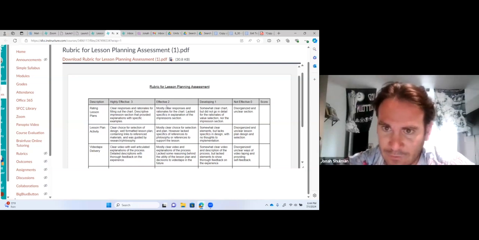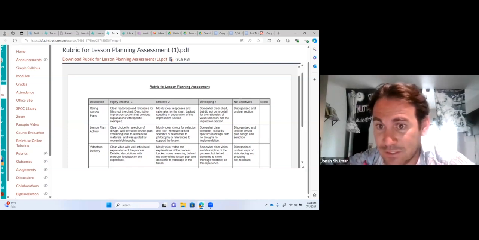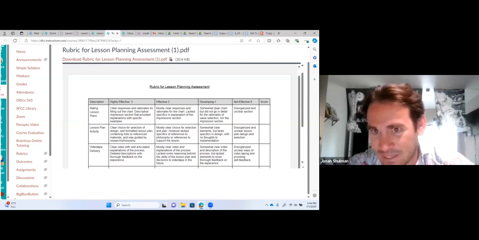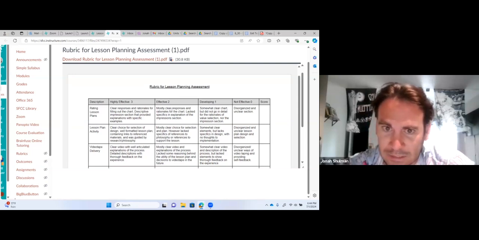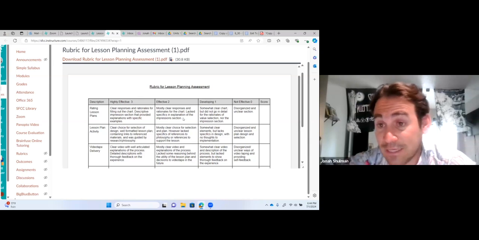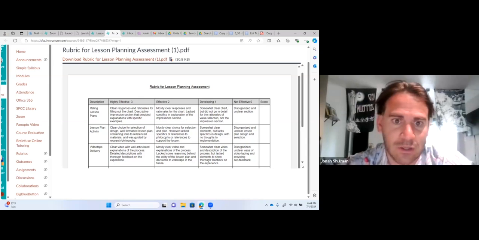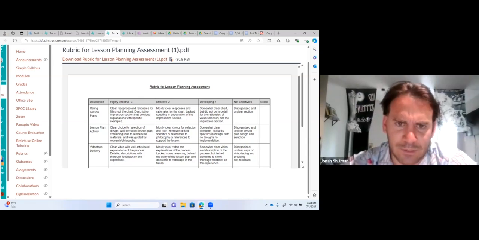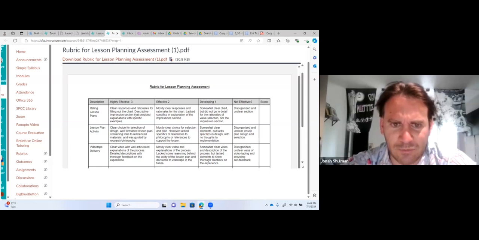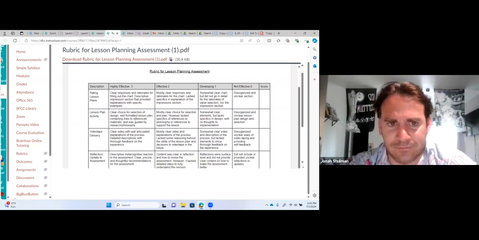Was it highly effective, effective, developing, or not effective? Was it disorganized and unclear? Somewhat clear chart, but did not go into detail for rationales. Mostly clear in the chart, lacks specifics and examples in the impression section. And then highly effective would be descriptive impression sections that provided explanations with specific examples.